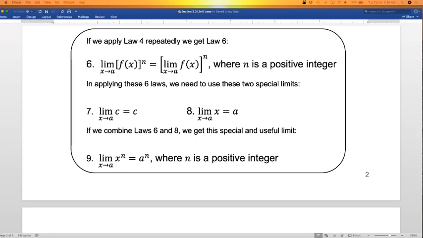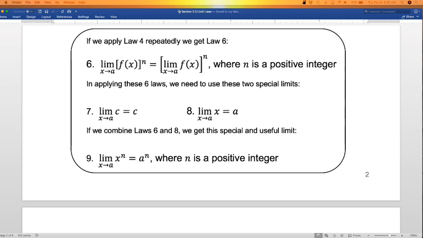But we can get Law 6 by applying Law 4 over and over again, because Law 4 is the product rule. If we apply the product rule to itself over and over again, we get an exponent law. Okay? So the limit as x approaches a of f of x to the n is equal to the limit to the n power. So you can pull that exponent out. 7 and 8 are really important. They're actually ones you would almost prove first before you would prove the others. They're fundamental, and they're used to prove the others.